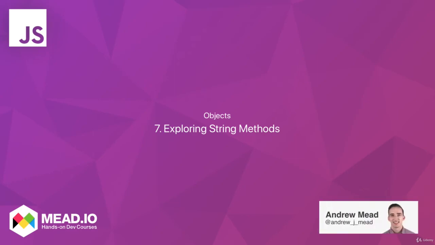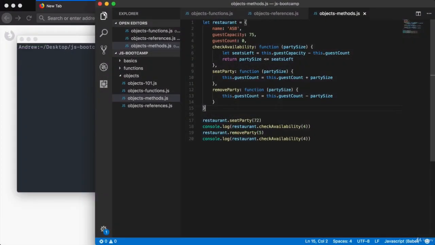In this video, we're going to continue talking about methods in JavaScript, but instead of creating and running methods that we've written, we're going to focus on exploring some methods made available to us by JavaScript itself. So in the last video, we created some data. The data modeled a restaurant, and all of the methods we created worked with that restaurant data.